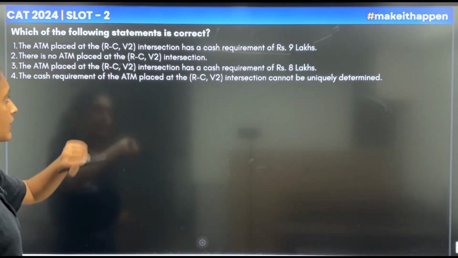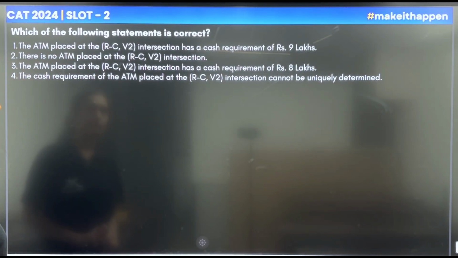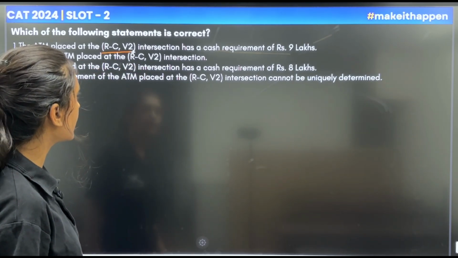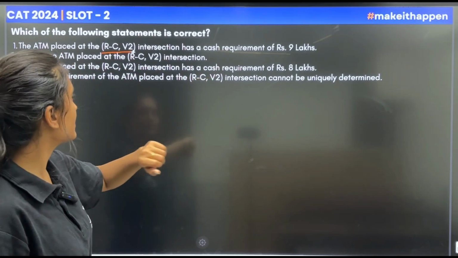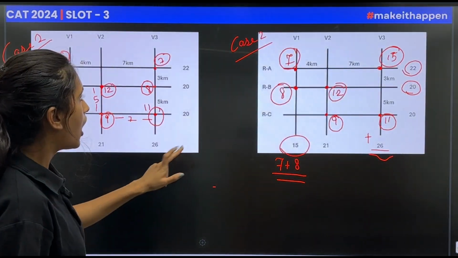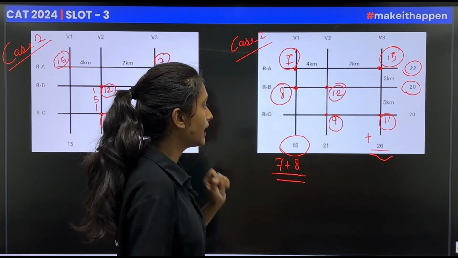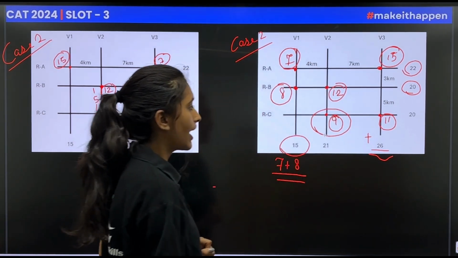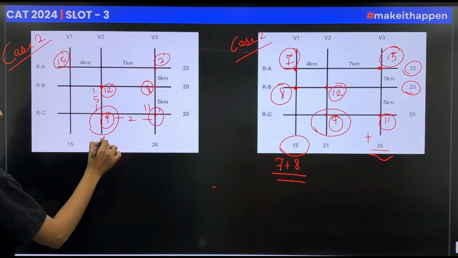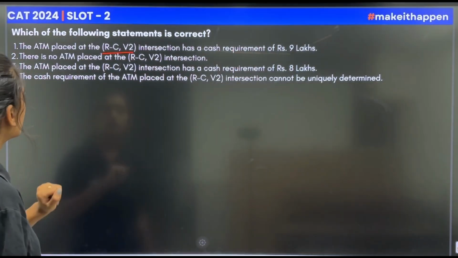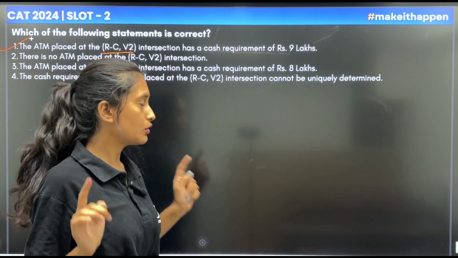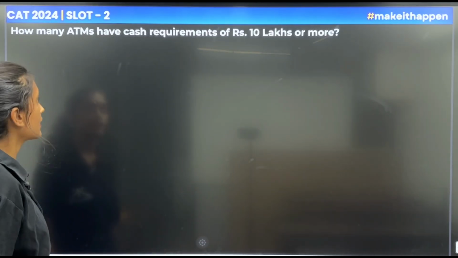Which of the following statements is correct? The ATM placed at RCV2 intersection has a cash requirement of rupees 9 lakh. Okay, RCV2. Yes, it has a cash requirement of 9 lakh. Here also RCV2, a cash requirement of 9 lakh. So statement 1 is correct. I hope that's clear to you. Now let's move to the next question.